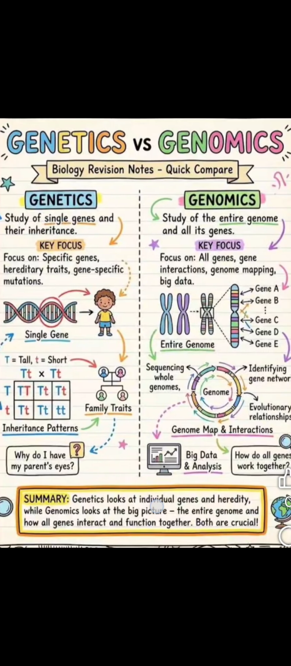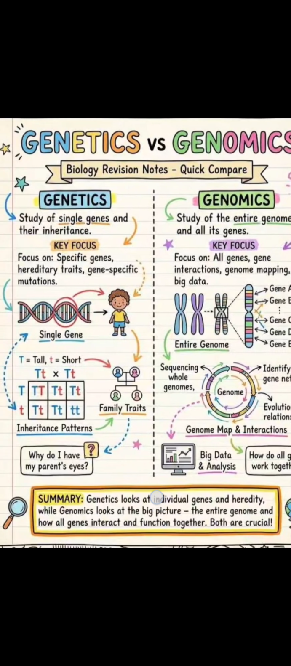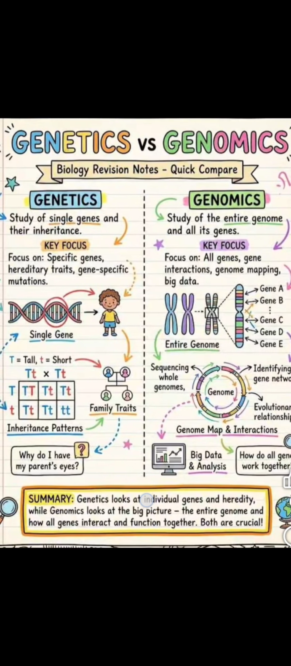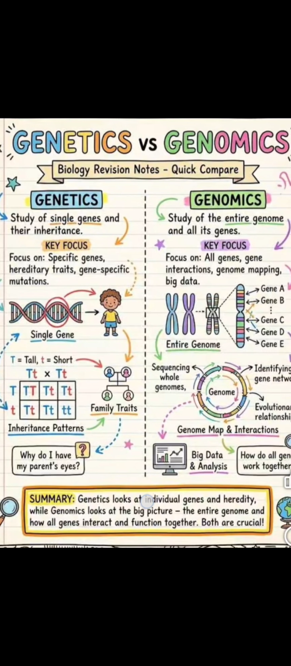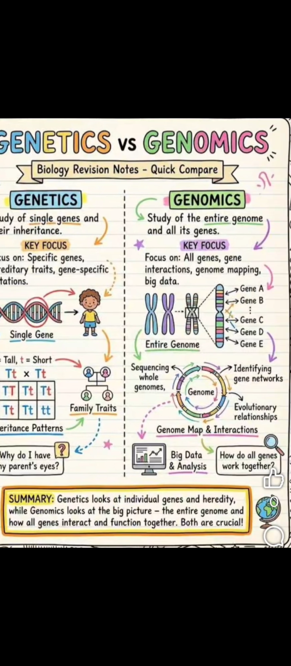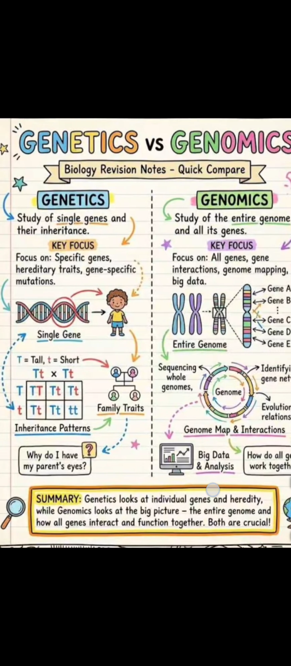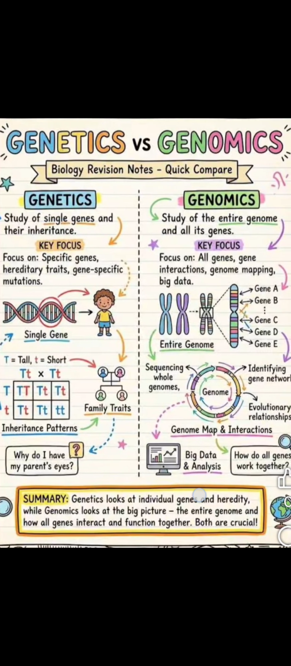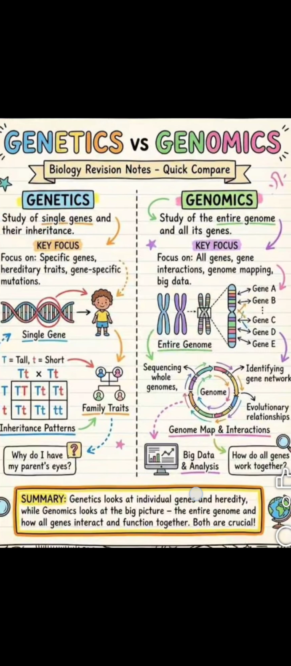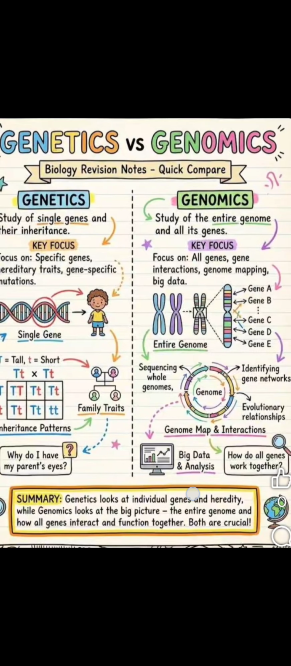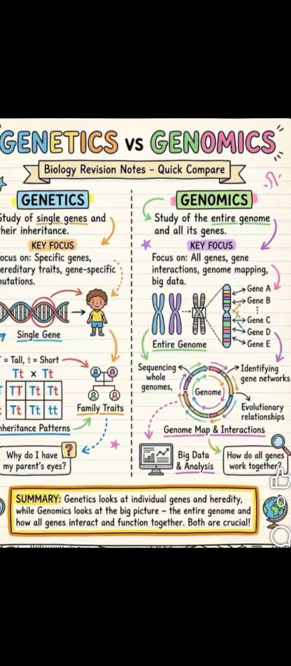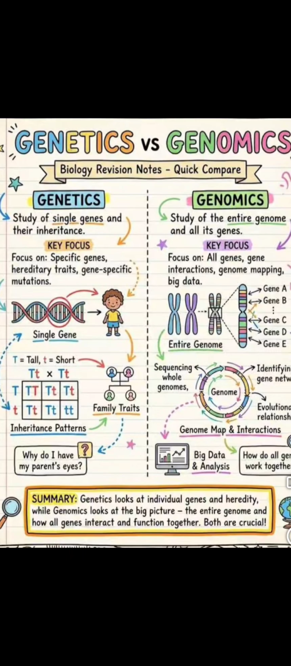So you should know about genetics and genomics. In genetics, it is transmission of characters, or you are focusing on the single gene. In genomics, it is the study of the entire genome, with gene interaction and genomic mapping. This is how you can understand with this example. I have taken these notes from the biology revision notes. You can quickly compare genetics with genomics.